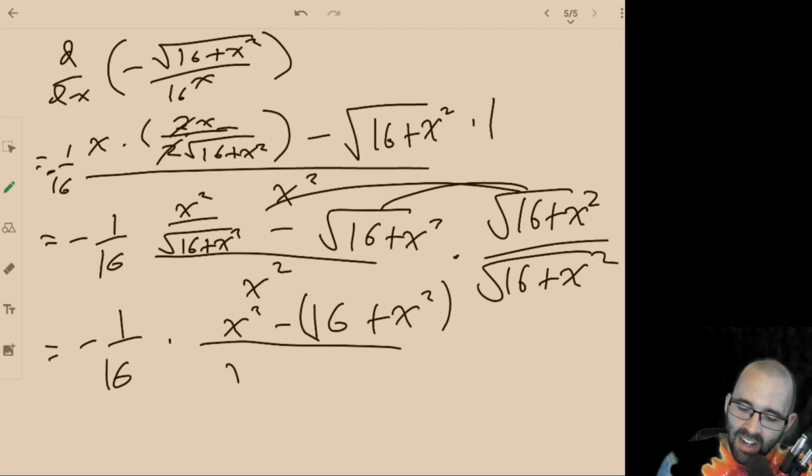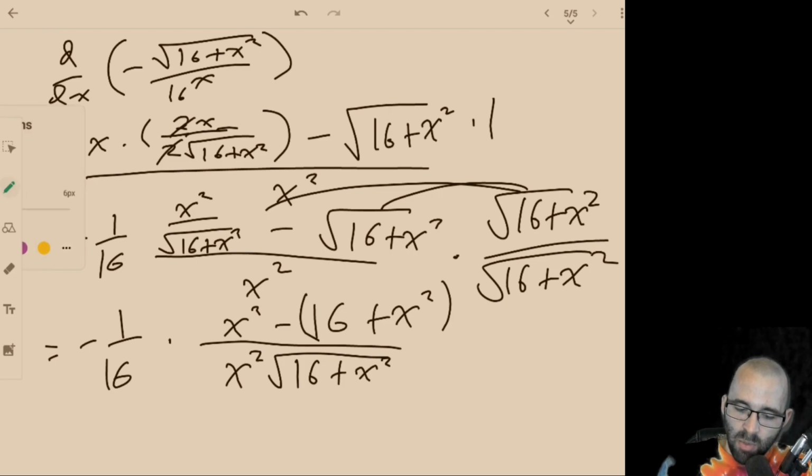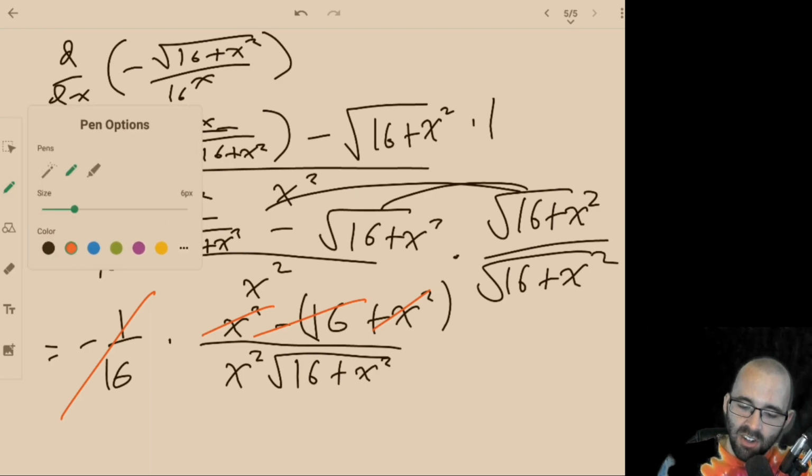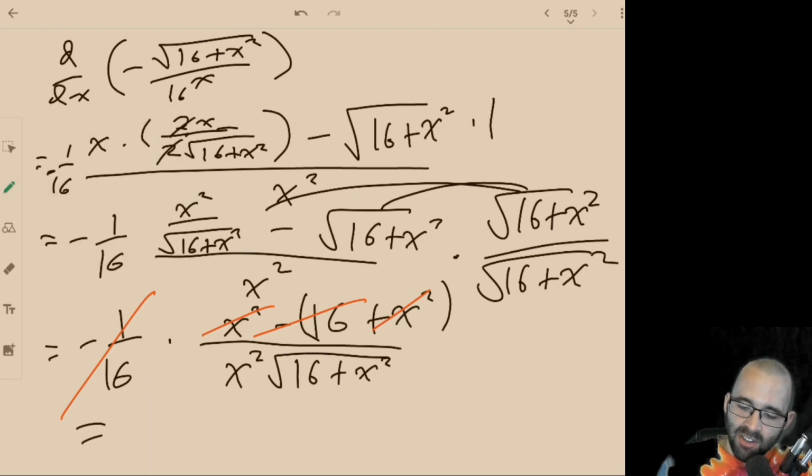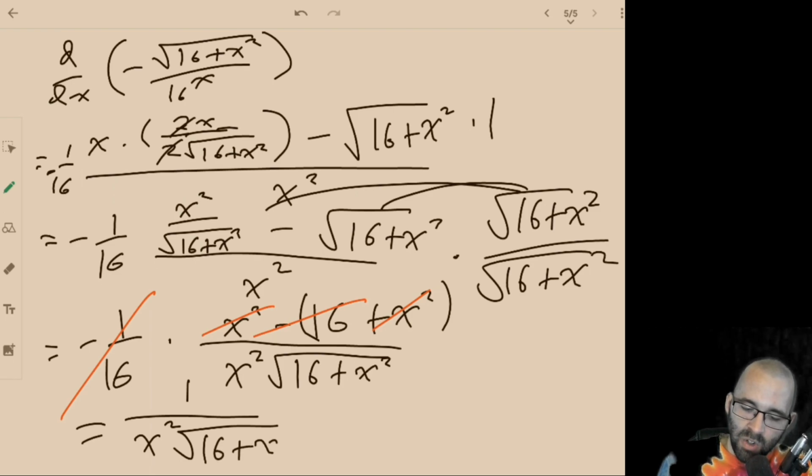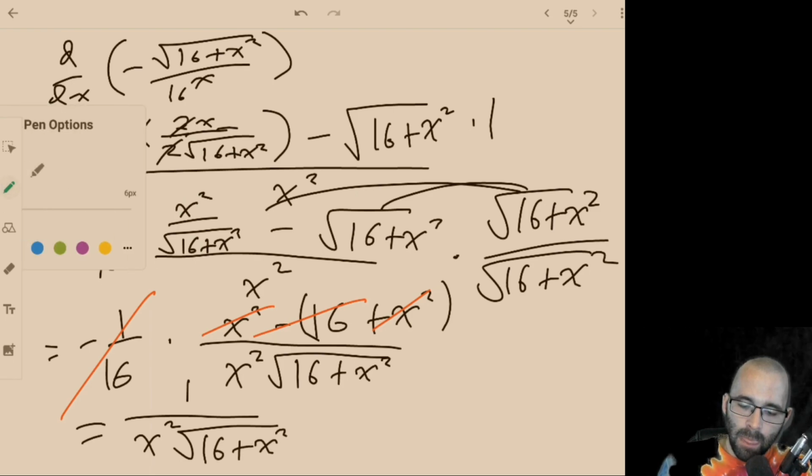On the bottom, what do we have? We have x squared times the square root of 16 plus x squared. We have a lot going on right here. But most notably, on the top, we have x squared minus x squared. Those cancel. The top, we have negative 16 only. The negative 16 is going to cancel with this negative 16. What are we left with? Phew. We're left with only a 1 on the top. And on the denominator, we have x squared times the square root of 16 plus x squared, which should have been our original integrand.